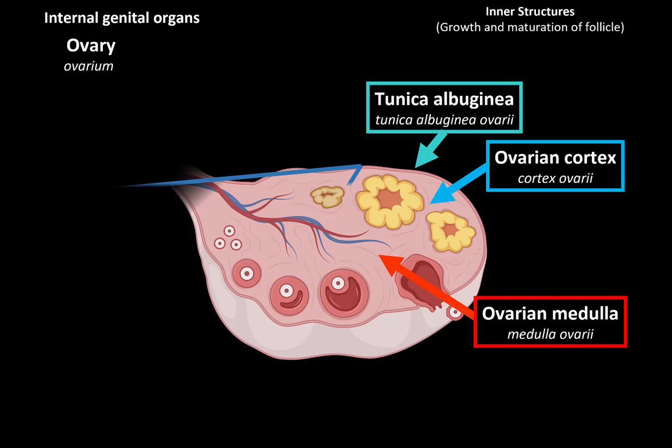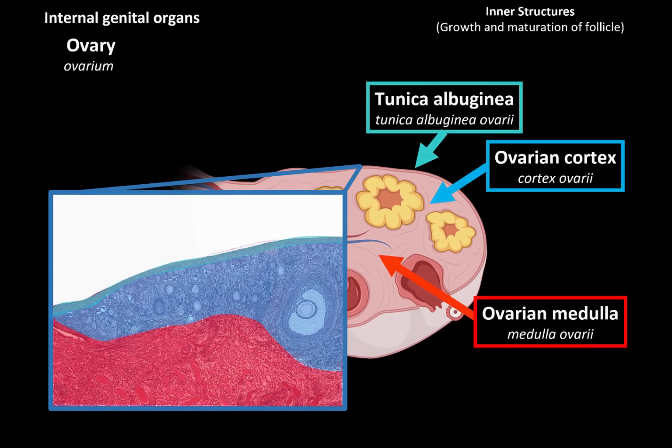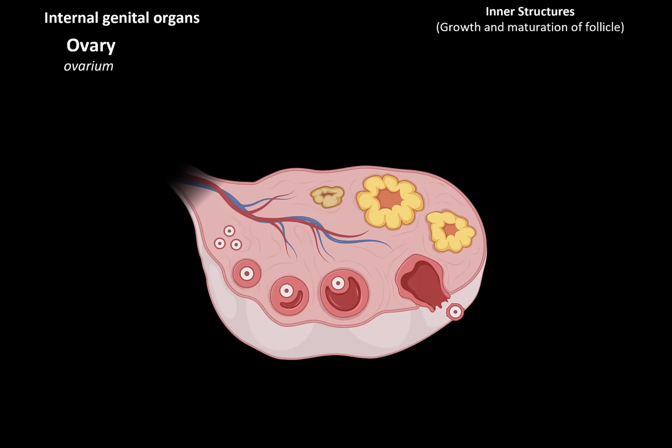Now, just to give you a slight sense of what it looks like, here at the outer layer, that's where you'll find the Tunica Albuginea, which supports the outer epithelium. Here is the ovarian cortex with all the follicles, as you see here. And in the middle here, we've got the ovarian medulla, which houses all the large blood vessels and nerve and lymph vessels.